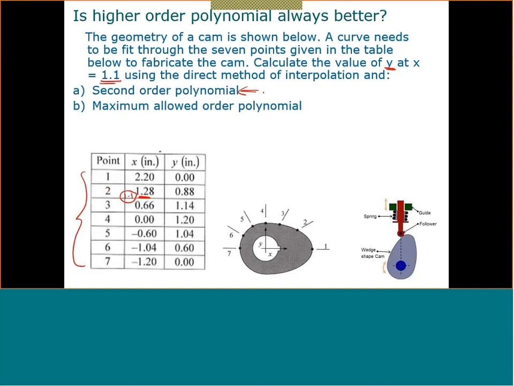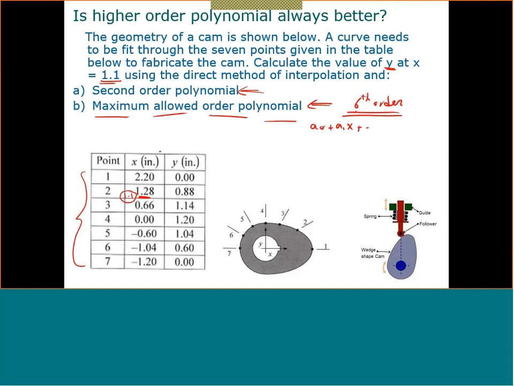And then say the maximum allowed order polynomial. When I use this phrase, maximum allowed order polynomial, it means that I want to use all the points. Now, how many points do I have? I have 1, 2, 3, 4, 5, 6, 7. I have 7 points, so the maximum allowed polynomial is 6th order. So I will have a 6th order polynomial. It means I will have a0 plus a1x plus up till a6x to the power of 6.